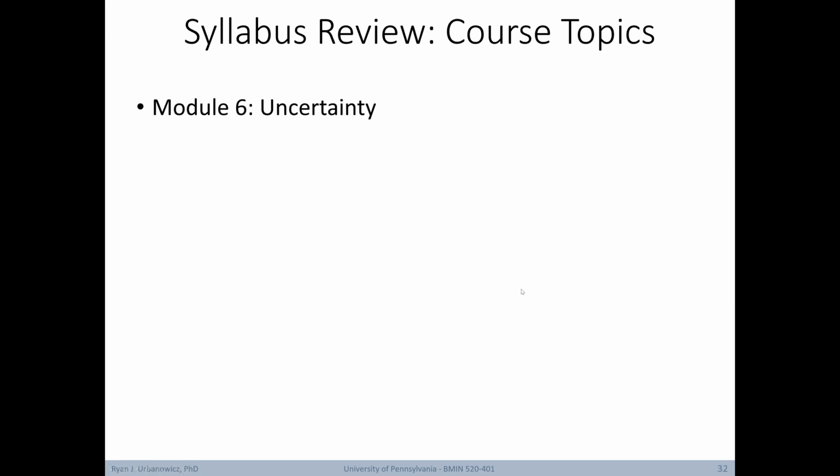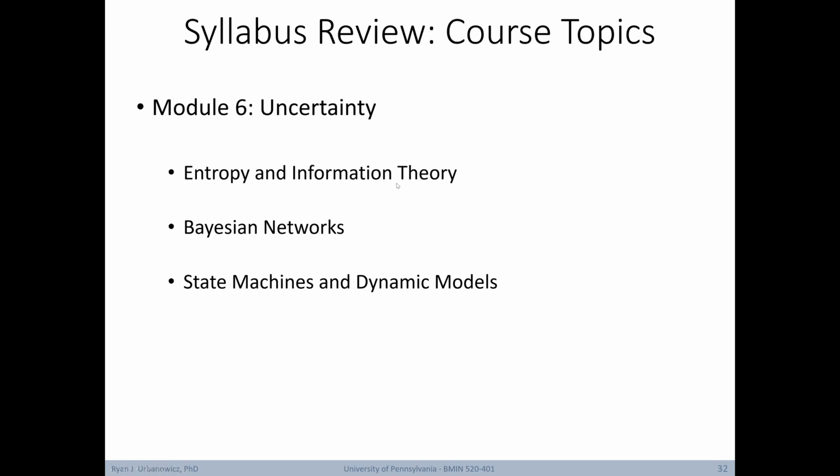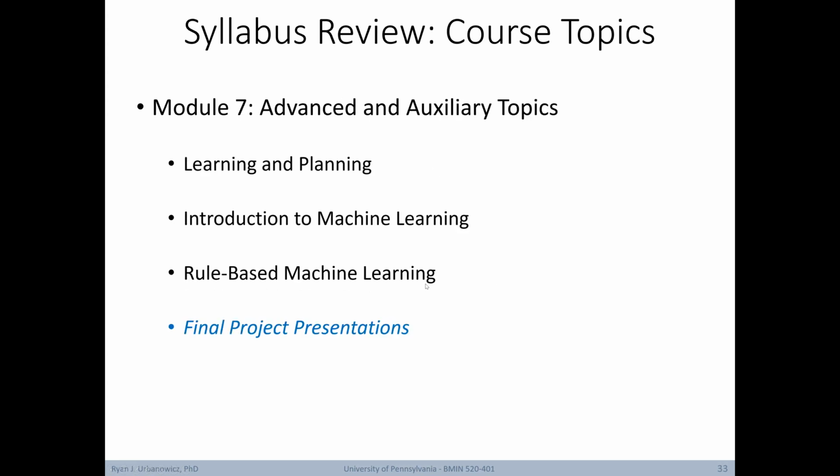Module 6 will cover more aspects of uncertainty, and this will include entropy and information theory, Bayesian networks, and then state machines and dynamic models. Module 7 will cover some advanced and auxiliary topics with the remaining time we have left in the course. We'll start with a lecture on learning and planning. Then we'll give a lecture that introduces machine learning and will act as a precursor to the next AI course.